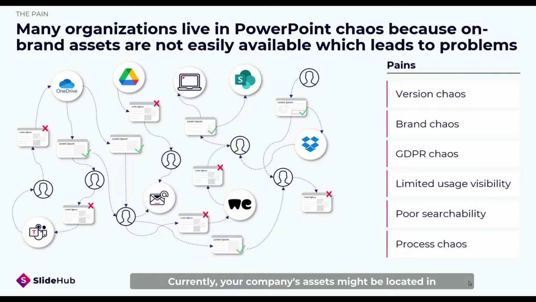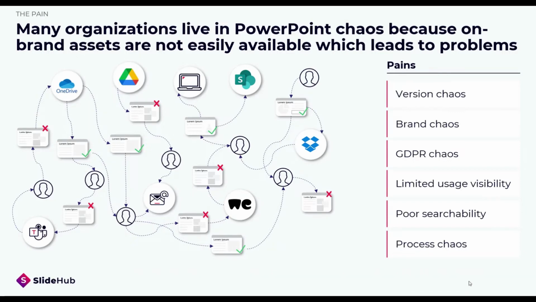Currently, your company's assets might be located in many different places, such as Teams, mailboxes, or in users' personal drives or desktops, and the content might be on-brand, but it might also be just a template downloaded from Google. This results in users creating slides that are outdated with below-par visuals or contain GDPR-breaching information.